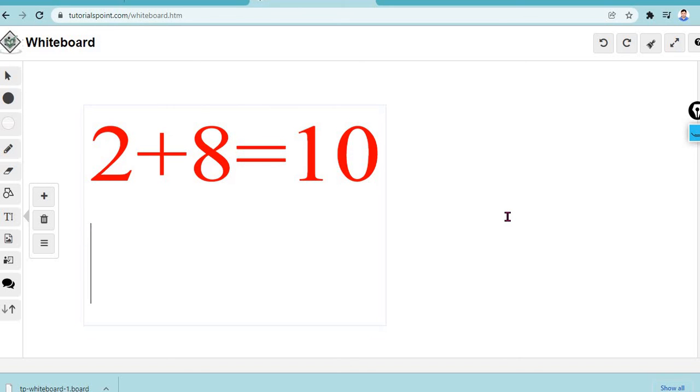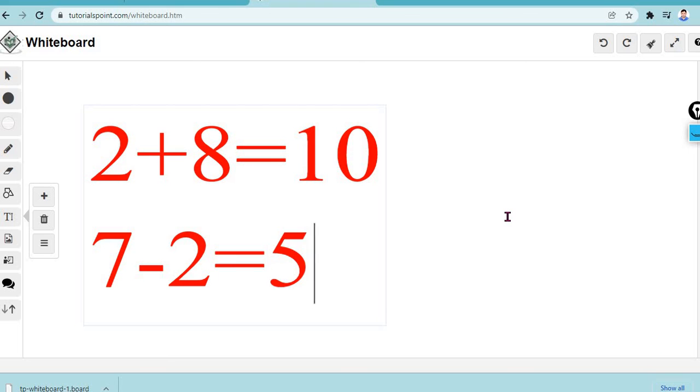For example, first integer is 7, second integer is 2. So what is the result? 5. And 5 is an integer. So you should note down, the sum of two integers is an integer, and the subtraction of two integers is an integer. This property is called closed property of integers.